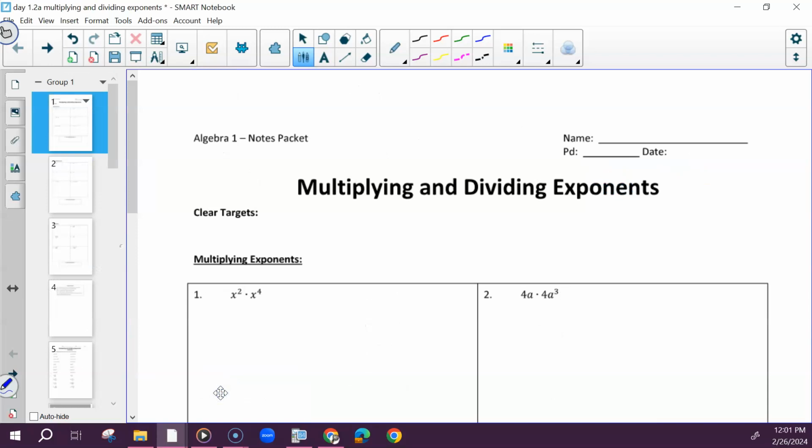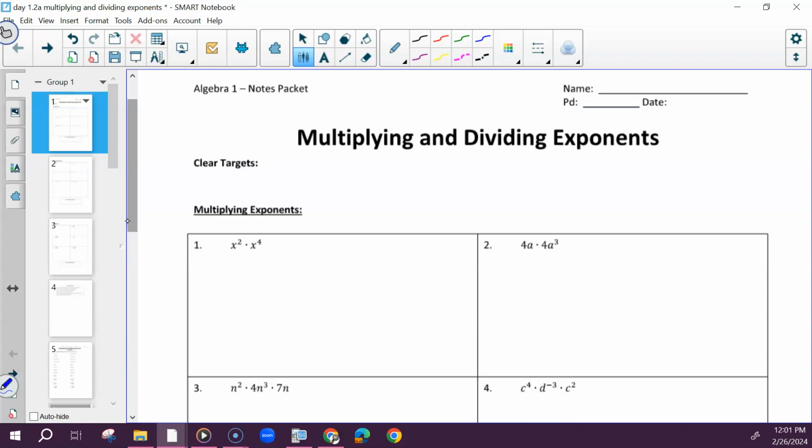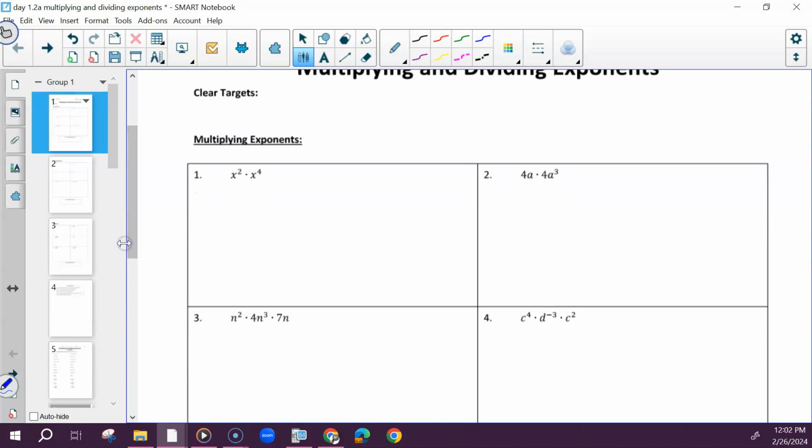Very briefly, I just want to see if you guys can figure out the rule. If you already know it, hold up. I just gave you this packet. Alright, so if I had something like x squared times x to the 4th, if I were to expand this, that would be x times x times x times x times x. So that would be what total? X to the power 6.